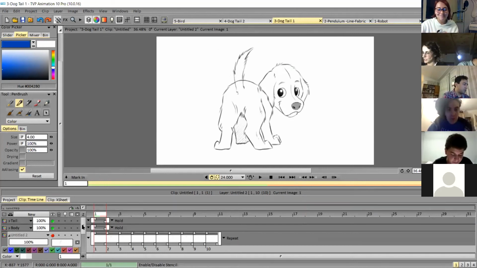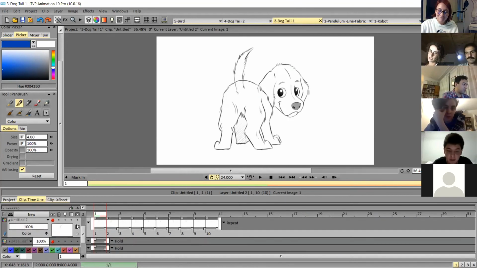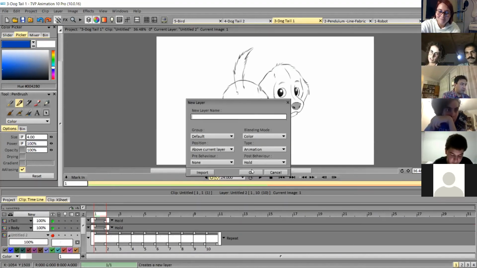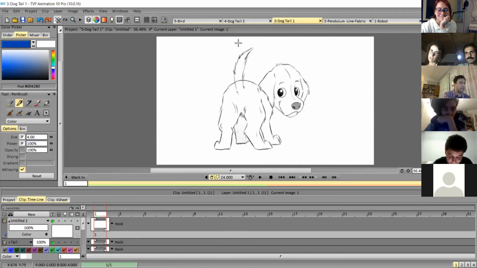The concept is quite similar. We are going to animate the dog, the tail actually. It's going to swing left and right.